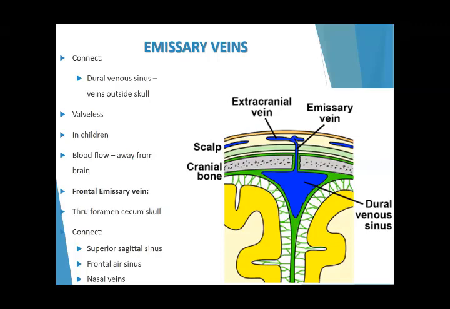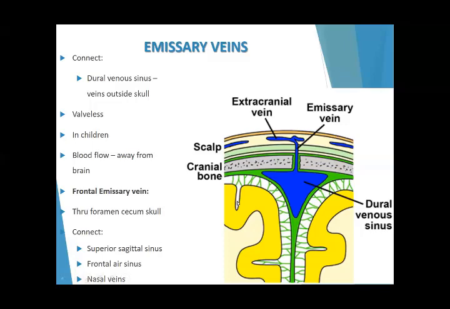Thing to remember is that in veins में valves नहीं होते. They are valveless. As a result, blood flows in both directions. Normal flow of blood is out of the skull, away from the brain. But since there are no valves, so both ways ये travel कर सकता है. A few multiple phenomena होते हैं for emissary veins, but few important ones, constant ones, and important ones are.